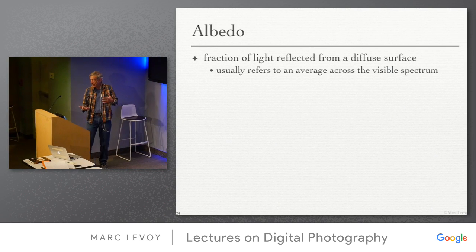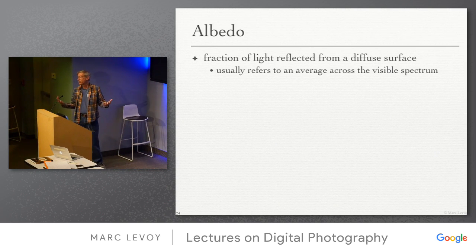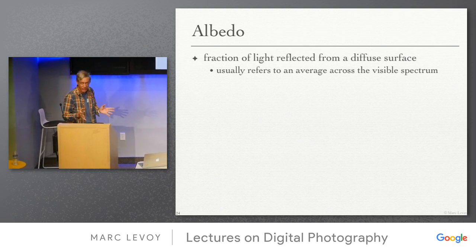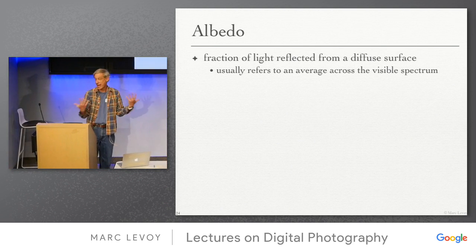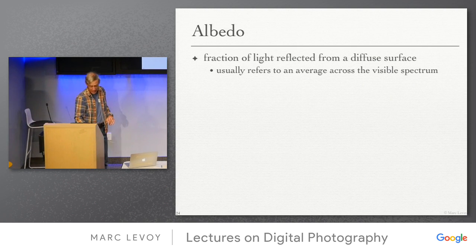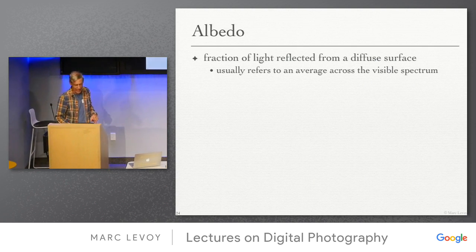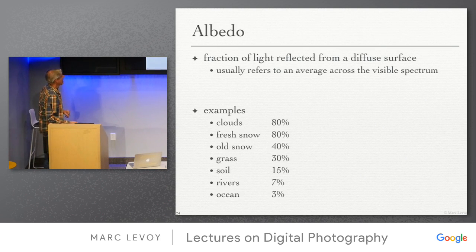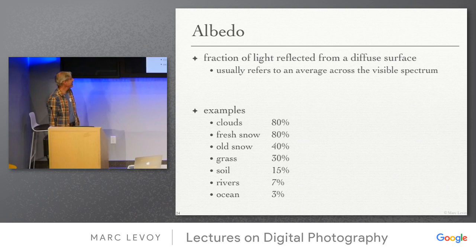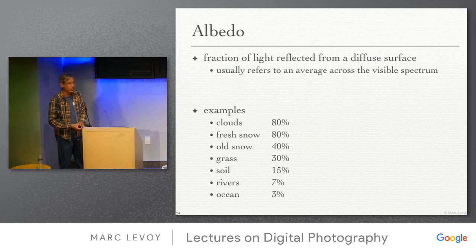We can also talk about the total fraction of light reflected from a diffuse surface. So if it is diffuse, it's the same in all directions, and we can talk about how much light that is relative to what's falling on it. And it's, by convention, usually averaged across the visible spectrum. And so here are some numbers. So clouds have an albedo of 80%. Fresh snow is also 80%.